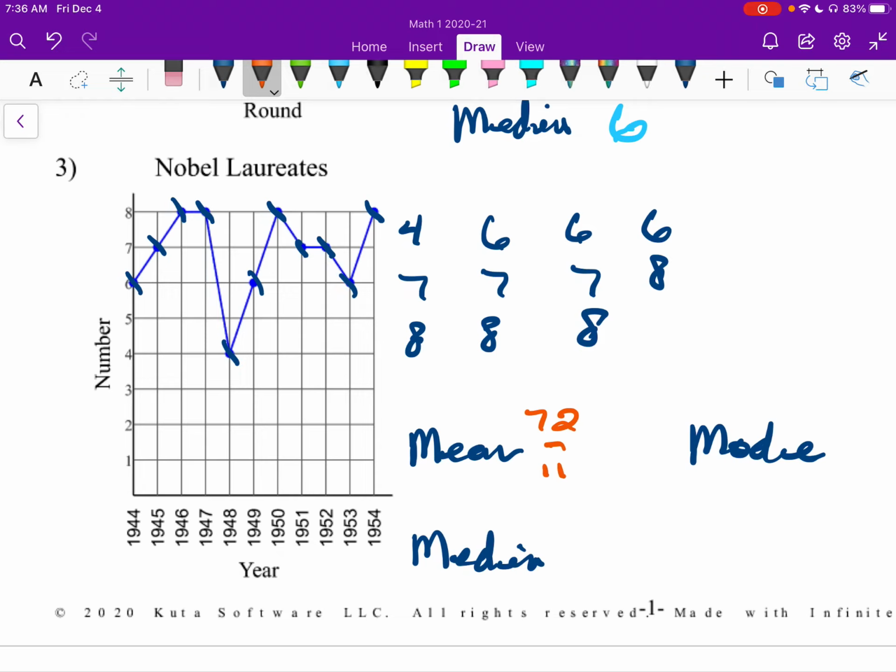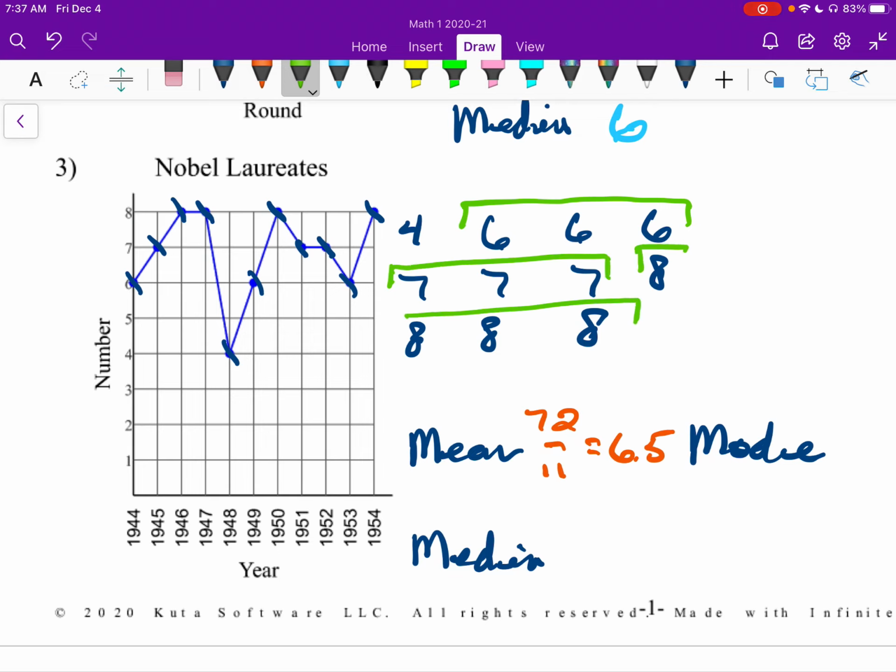Dividing by 11 gives me 6.5. My mode, my most frequent, I have 3 6s, I have 3 7s, and then I have 4 8s. So it's going to be 8. My median, my middle number, I cross out the 4 and the 8, the 6 and the 8, 6 and the 8, 6 and the 8, 7 and 7, and I'm left with a 7.